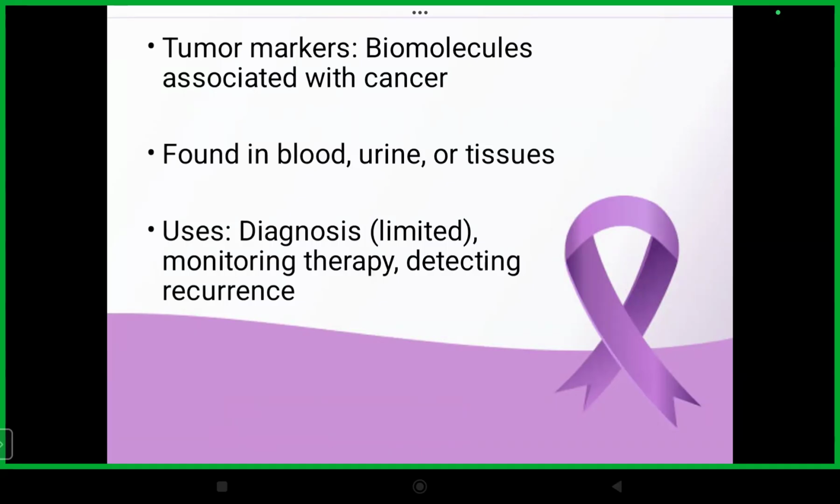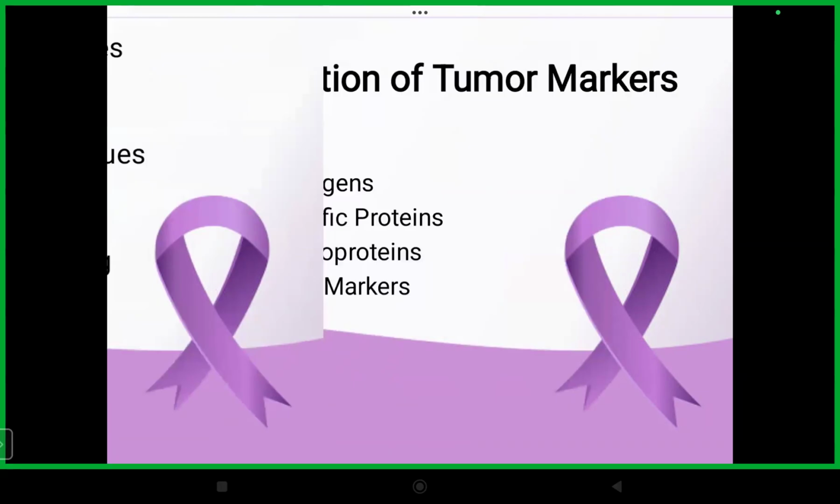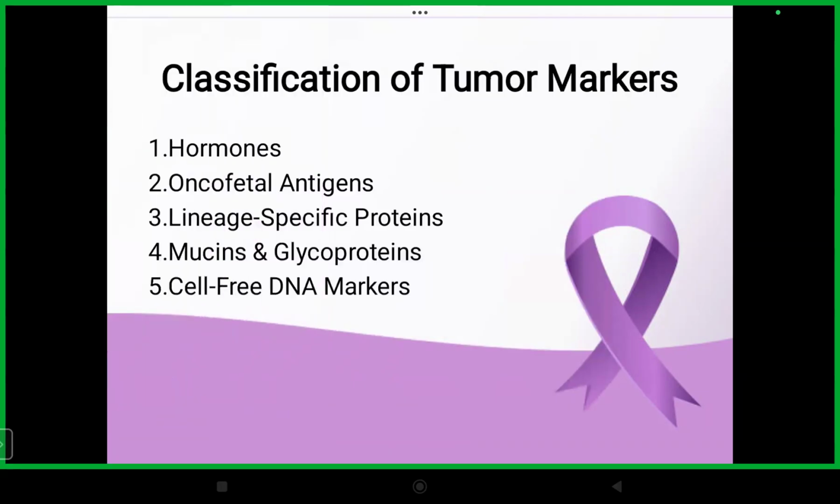So we classify these biomolecules based on their properties into 5 different categories. This is how we classify tumor markers. They can be either hormones, oncofetal antigens, lineage-specific proteins, mucins and glycoproteins, or cell-free DNA markers.